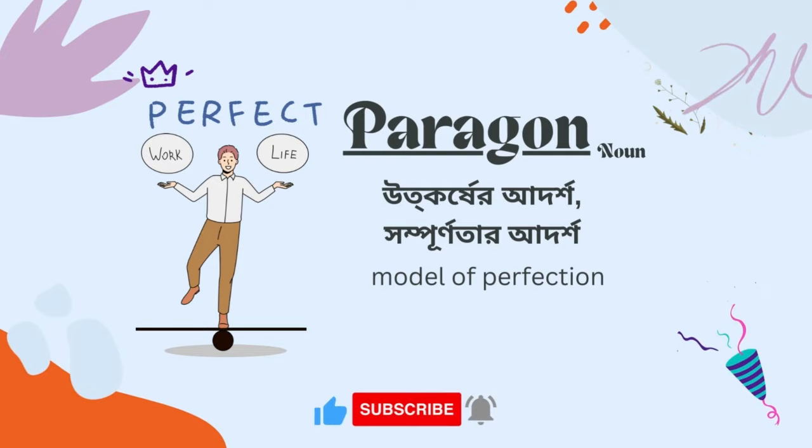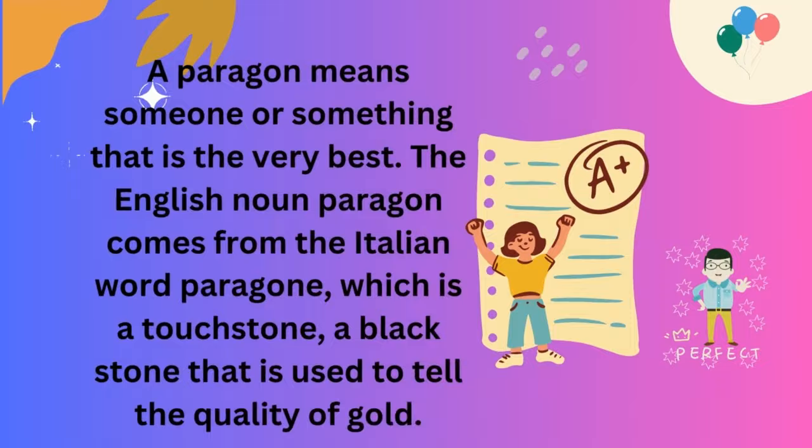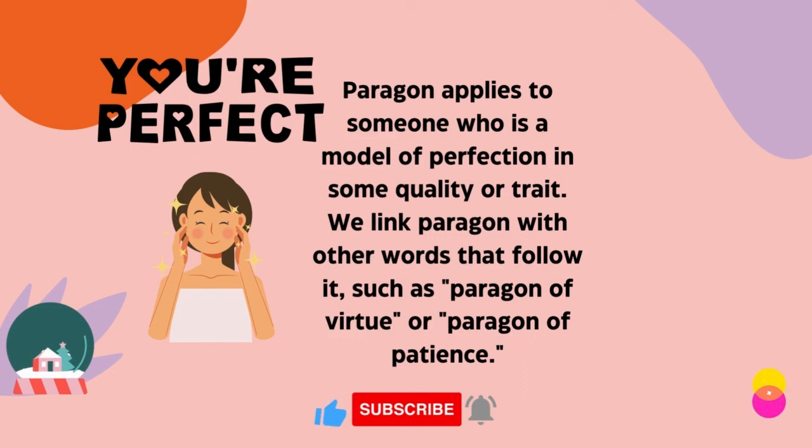Model of perfection. A paragon means someone or something that is the very best. The English noun paragon comes from the Italian word paragone, which is a touchstone, a black stone that is used to tell the quality of gold. Paragon applies to someone who is a model of perfection in some quality or trait. We link paragon with other words that follow it, such as paragon of virtue or paragon of patience.